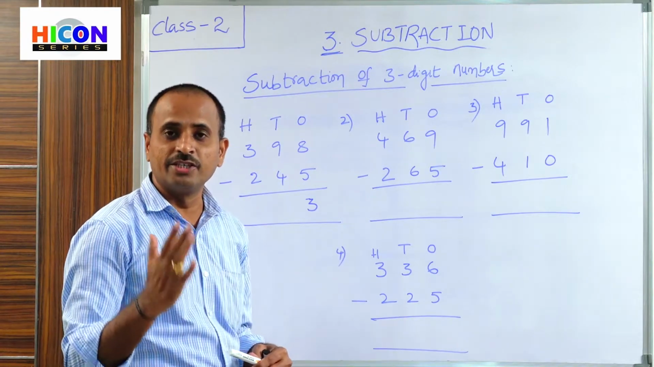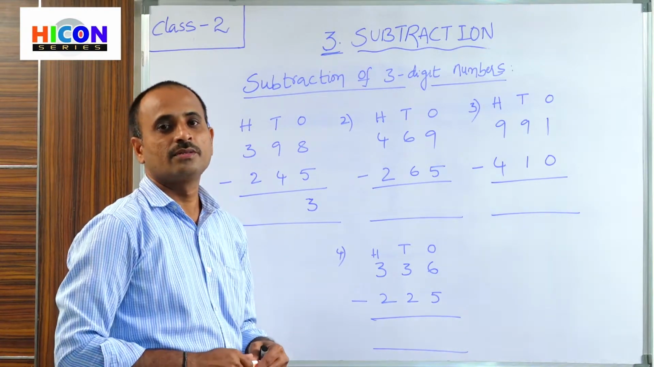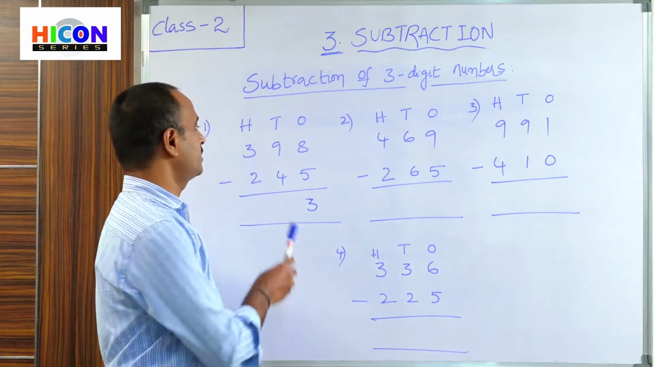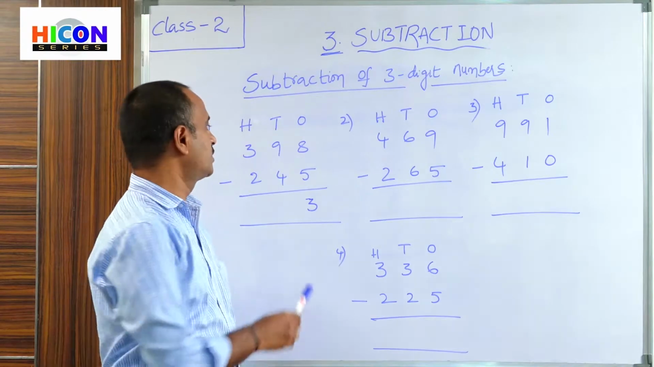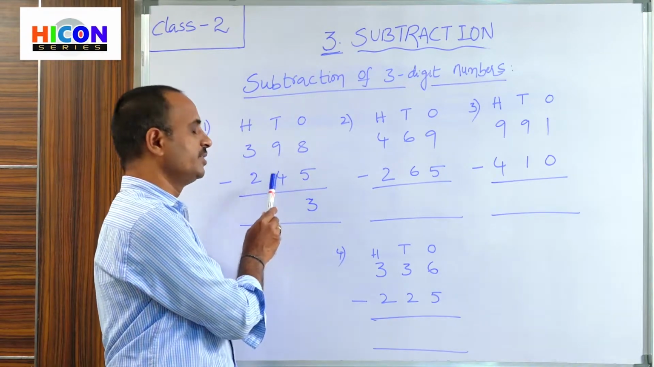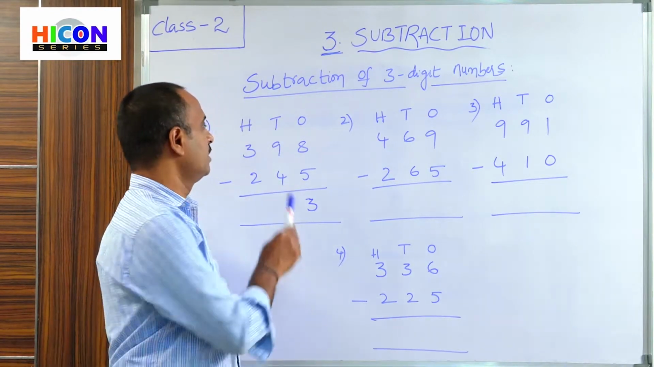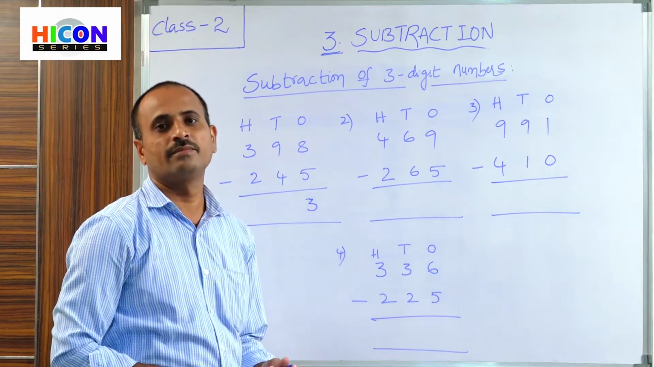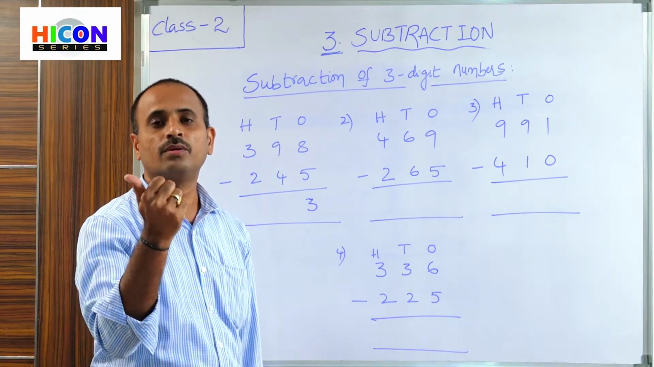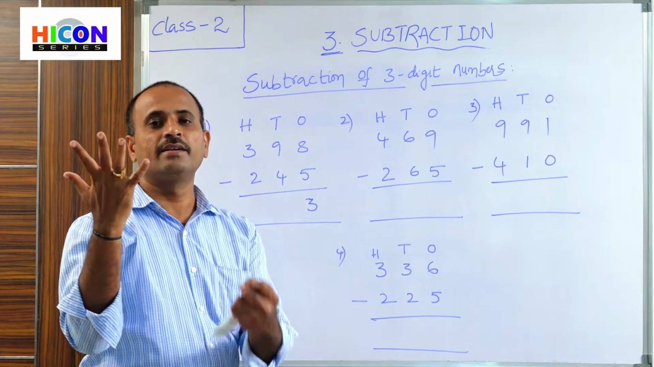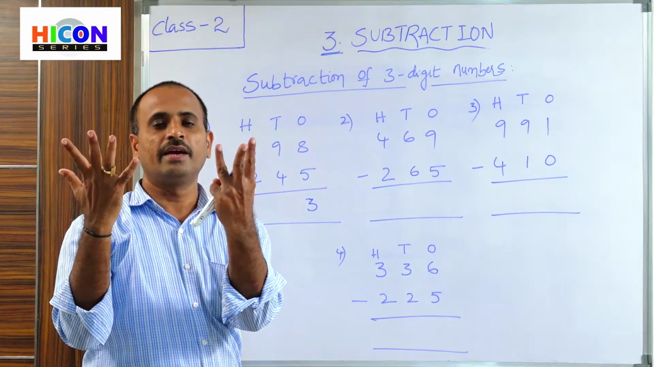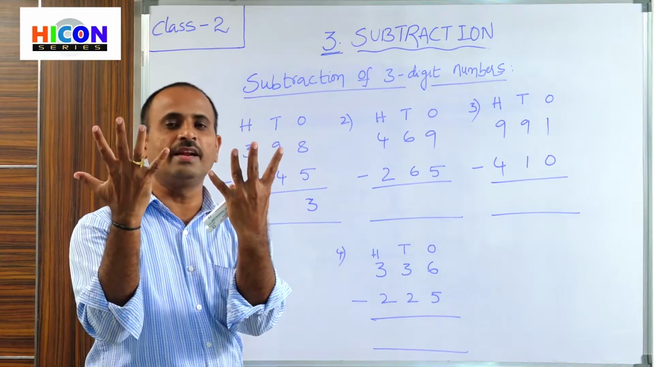So subtract the digits present in the tens place. So what are the digits present in the tens place? 9 and 4 are present in tens place. The first digit is 9 and the second digit is 4. So open 9 fingers of your hand. That is 1, 2, 3, 4, 5 and 6, 7, 8, 9. These are the 9 fingers.